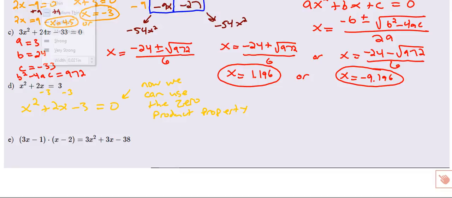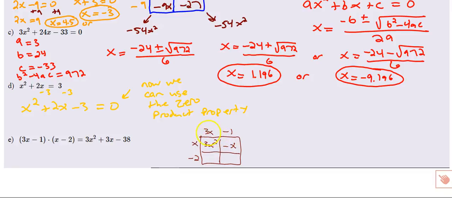So let's start there. Let's actually multiply it out. We've got 3x minus 1 and x minus 2. So that is 3x squared, 3x times x. X times minus 1 is minus x. 3x times negative 2 is minus 6x. And negative 2 times negative 1 is positive 2. So this represents 3x squared. The minus x and the minus 6x combined is minus 7x plus 2, because my 2 is positive. So I can rewrite this side of the equation as 3x squared minus 7x plus 2, and that equals the right side, 3x squared plus 3x minus 38.